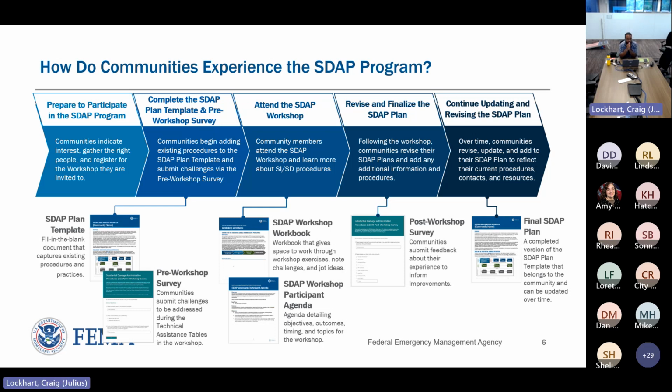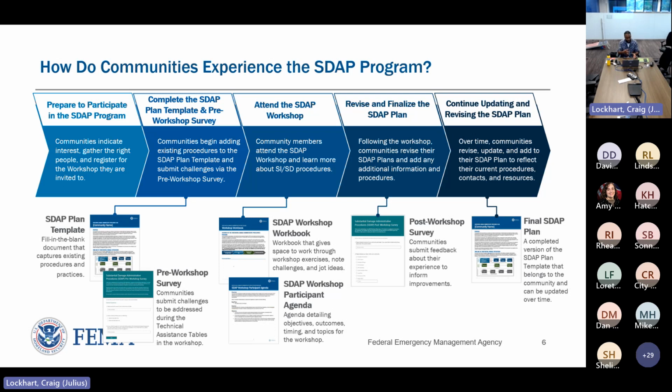So you complete the SDAT plan template and fill out a pre-workshop survey, and that helps us know the different tracks. The workshop is going to have two different tracks: a beginner track versus an experienced track. When Amy and I schedule the workshops and invite communities, the pre-workshop survey will help us identify what track to put communities in, because we're going to try to get multiple communities into one workshop.